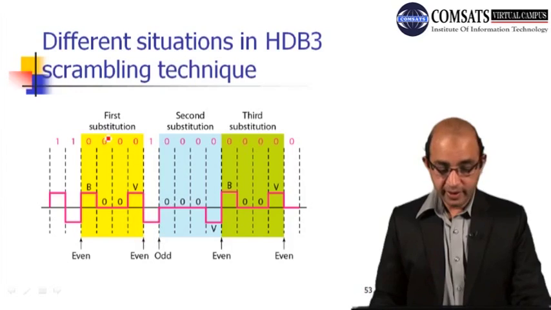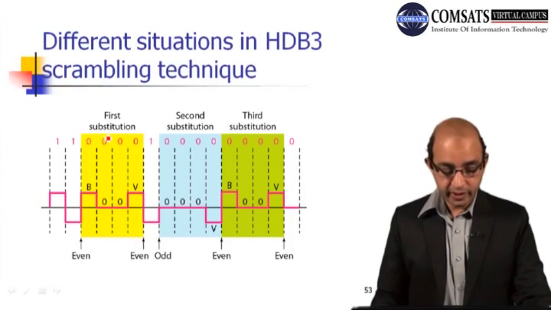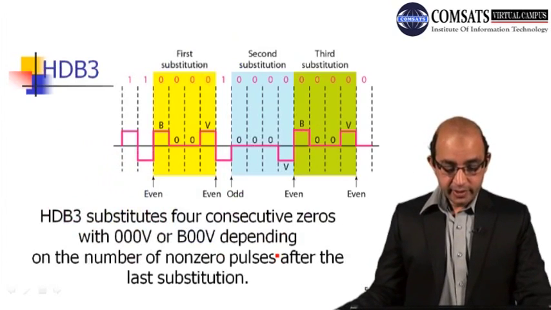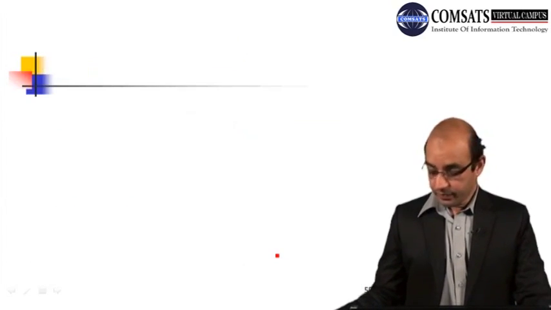Here we can have different situations. Here we have zeros, right? And you can see B00V, and here we have 00V, and here we have again even, right? So first substitution, and this is the second. Here we are even, odd, even, even, right? Okay, so that is again the same.